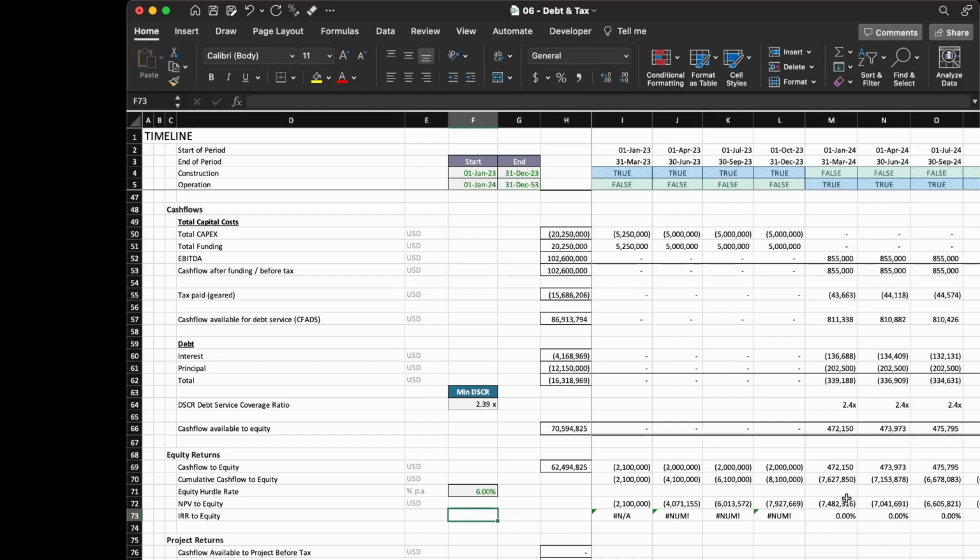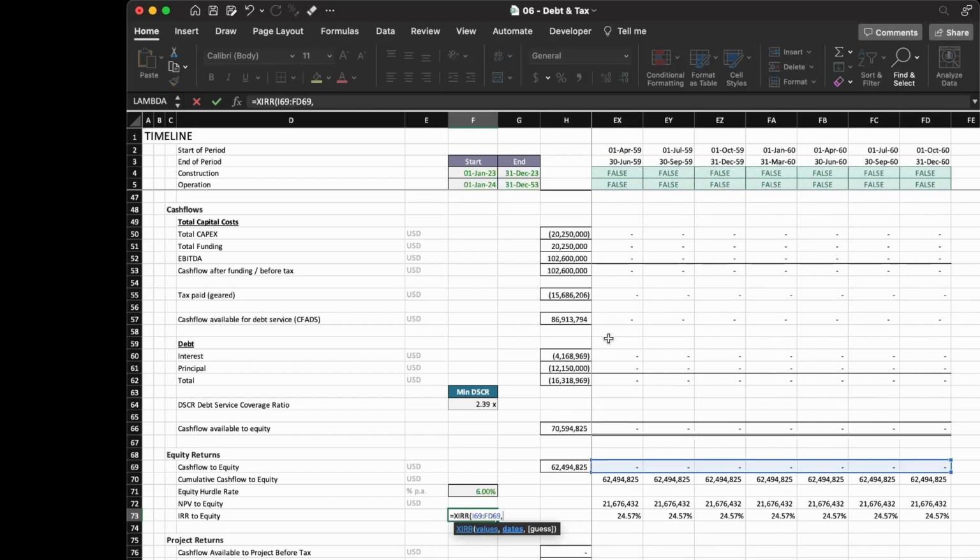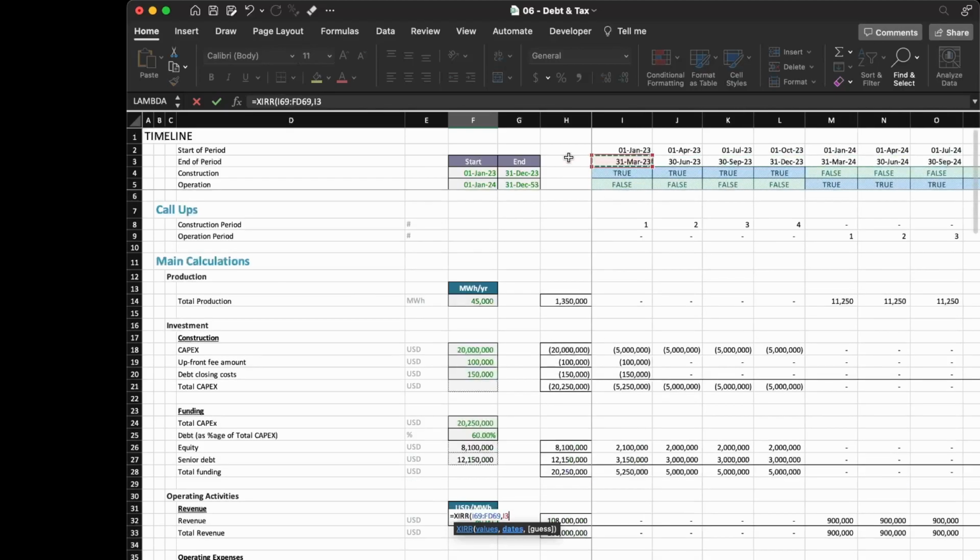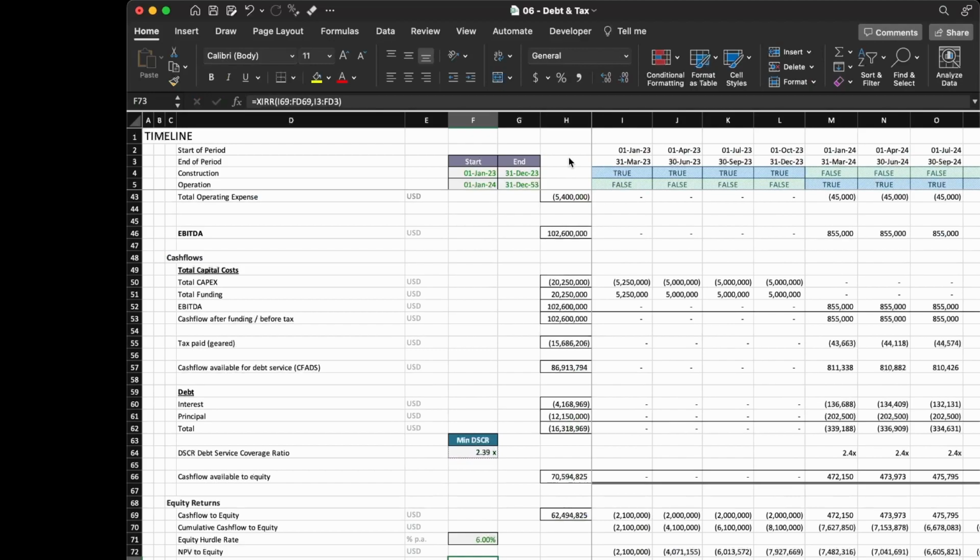If you want to see the number at the end of the lifetime of the project, you can just put here XIRR and calculate in here. Just come here. Right, so these are the values, and here we are going to have the dates. It's going to give us the same 25% IRR.